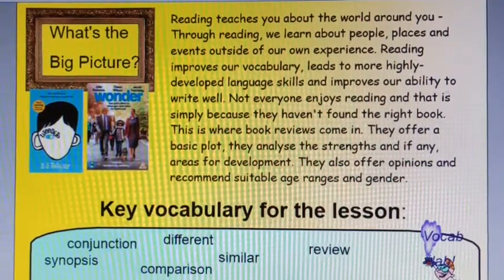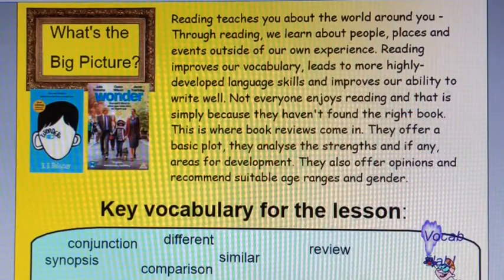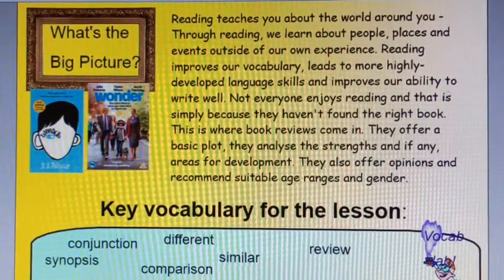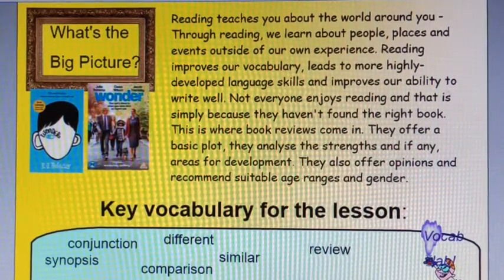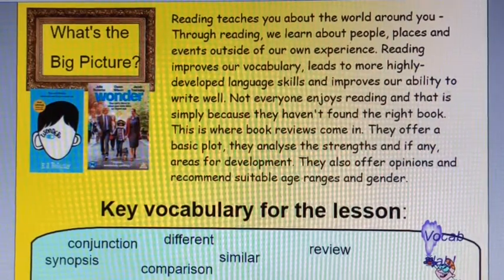And I know that not everyone enjoys reading, but I would say that is simply because they have not found the right book. And this is where book reviews come in. This is where book reviews are really, really handy. They offer a basic plot, they analyse the strengths and, if any, areas for development.